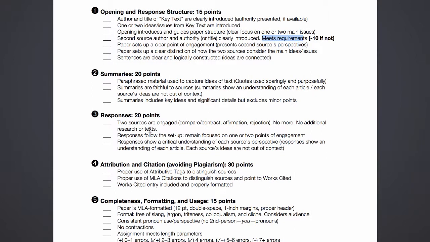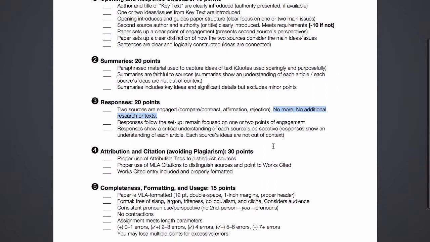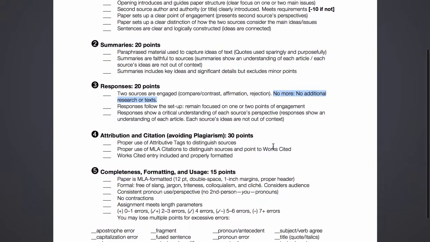Now, the trick on this one is that you're engaging these two sources. You're either comparing or contrasting ideas, you're affirming or rejecting, and if you watch the other video on answering ideas, it's kind of the agree or qualified agreement, disagreement, qualified disagreement ideas. And again, no additional research or text, just these two sources. That being said, there is room in this paper for you to enter into the paper with your own analysis and your own reasons. I say a few things about that on the Answering Ideas video.